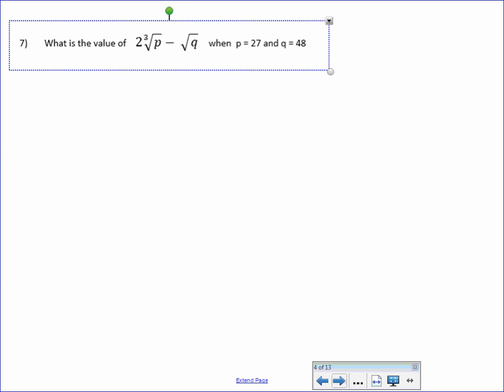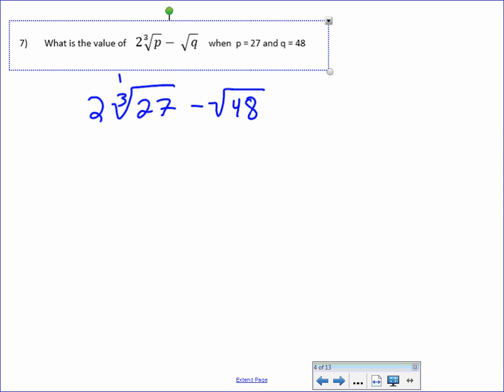Number 7, what is the value of 2 times the cube root of p minus the square root of q when p is 27 and q is 48? Okay, so we're going to use substitution to put in our values. So this is really 2 times the cube root of 27 minus the square root of 48.